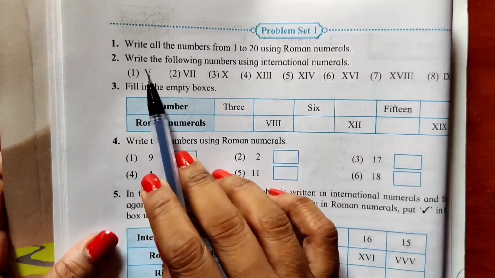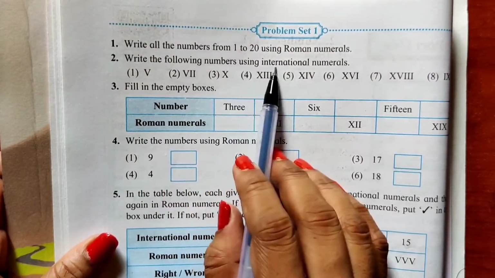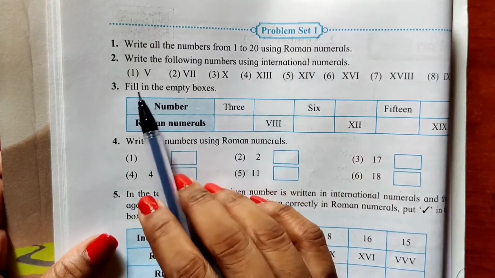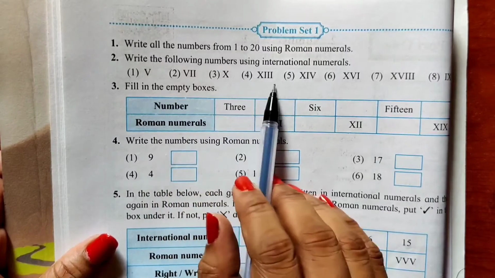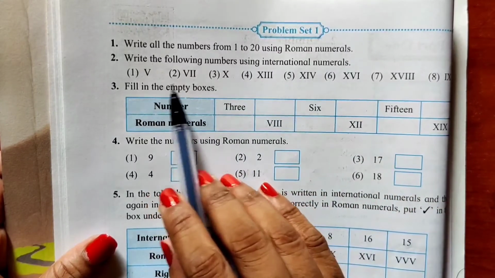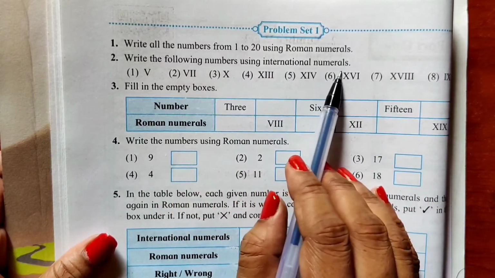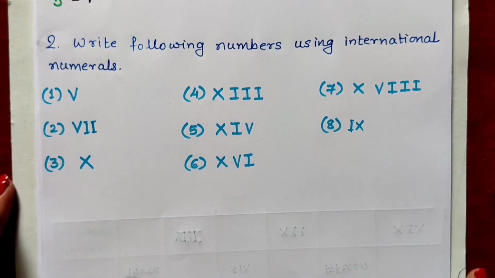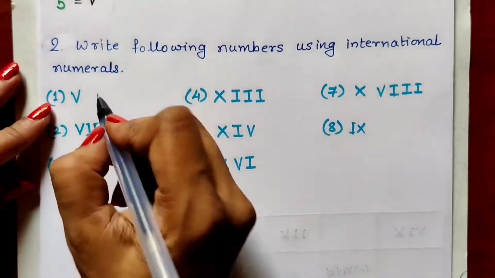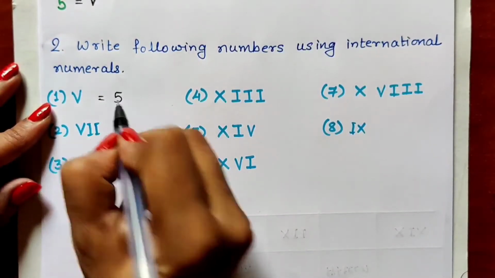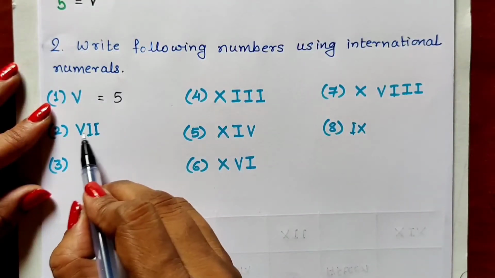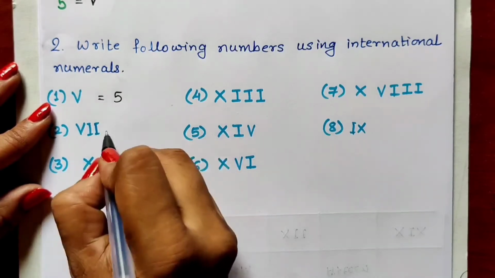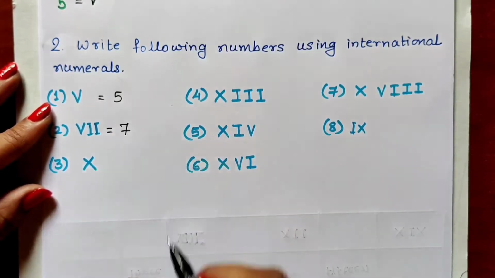Second question is, write the following numbers using international numerals. We have been given these Roman numerals. We have to write them in international numerals. So let's write. First is V. V means what? We all know it is 5. VII. 5 plus 2. 5 plus 2 is 7.